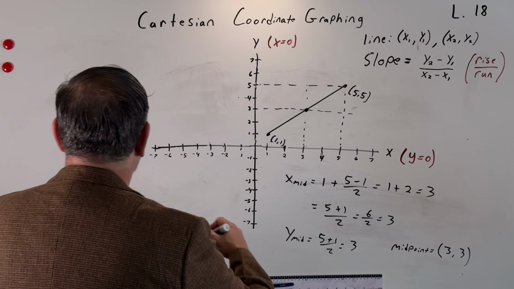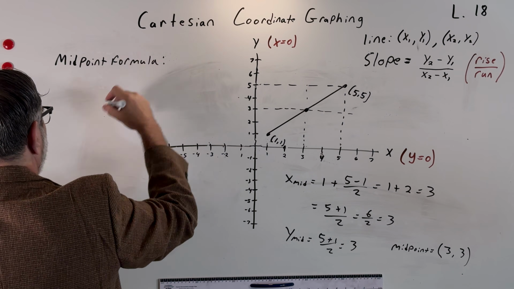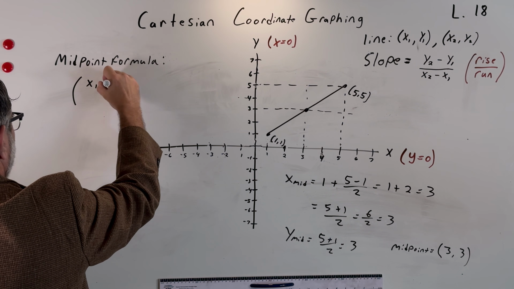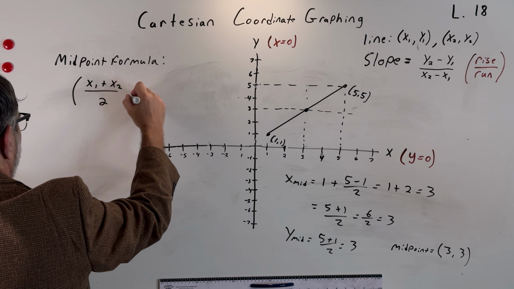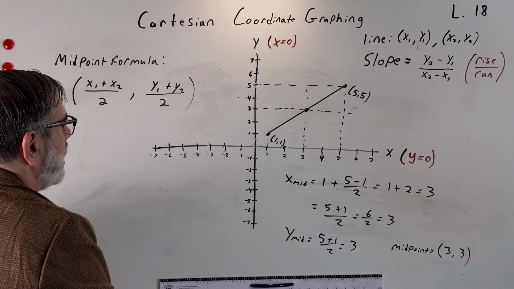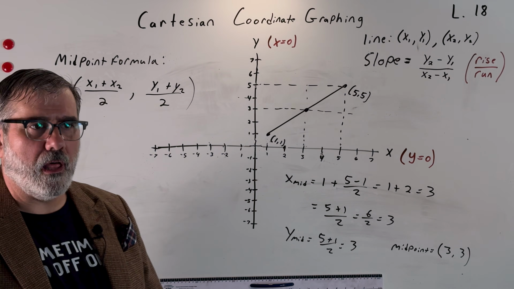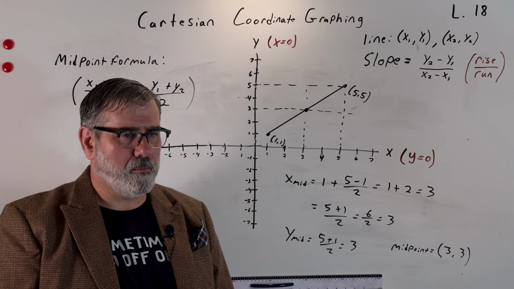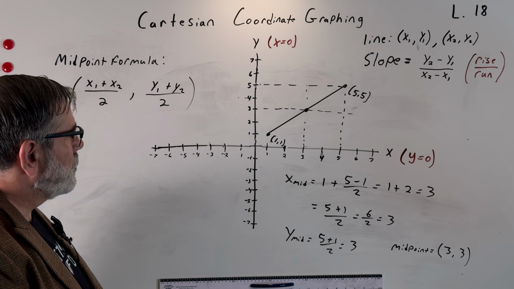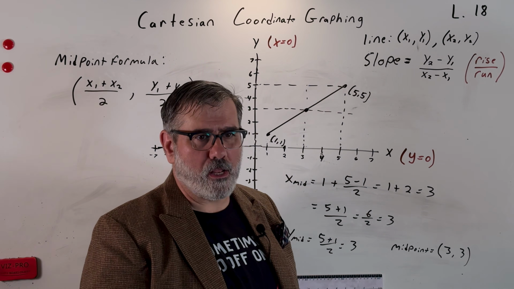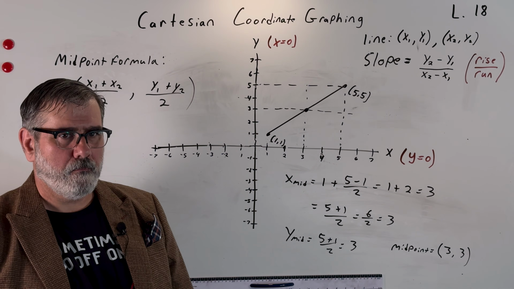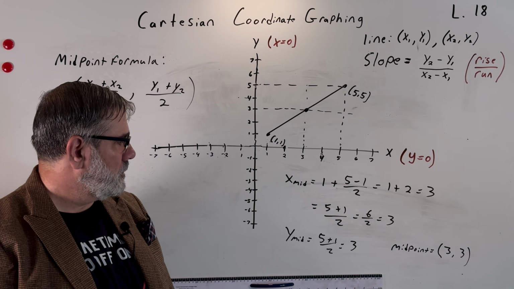So the midpoint, well, we'll call it the midpoint formula. It's just the average. So we would write x1 plus x2 divided by 2, comma, y1 plus y2 divided by 2. And that will give us the midpoint for any line that we wish, simply by averaging the x-coordinates and the y-coordinates for the 2 points that define the line. The slope we find by taking the difference, the rise over the run. So y2 minus y1 divided by x2 minus x1. Make sense? Yes. Okay.